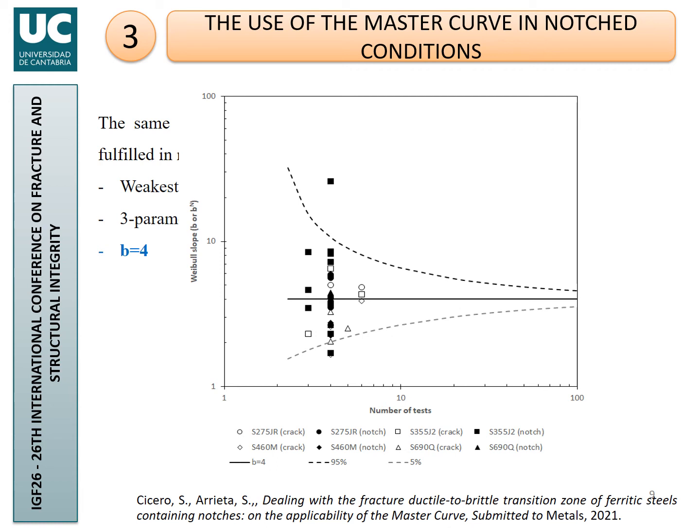This is the Weibull slope b, and this is the number of tests for each set of tests, and these are the confidence margins that were represented in the same way that Wallin did for cracked specimens. You may see that the assumption that b is 4, which is this horizontal line, is quite reasonable because most of the points lie within the confidence bands of 5 and 95%. So it looks like b equal to 4 in notched conditions is also an appropriate result.